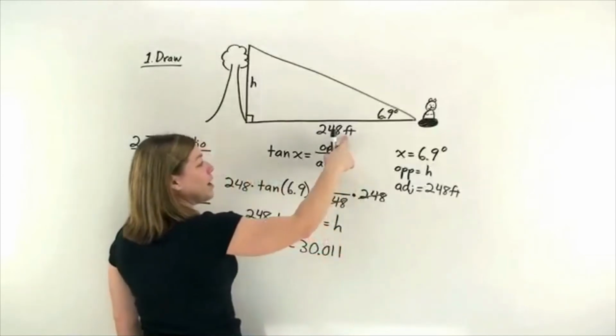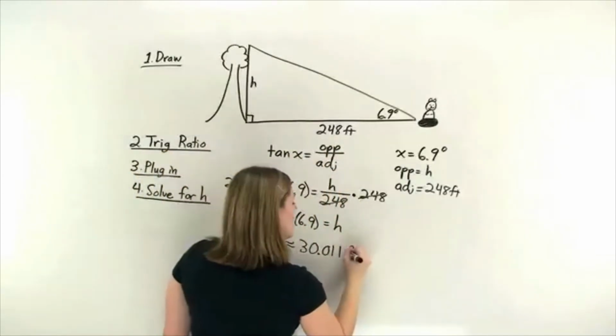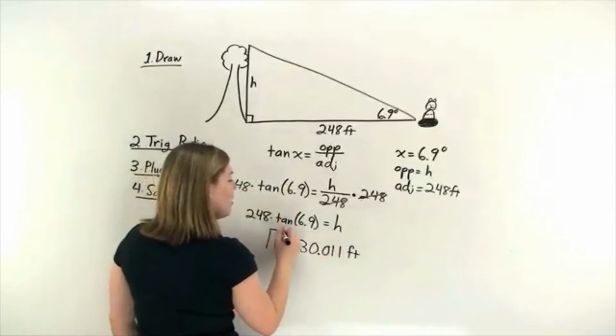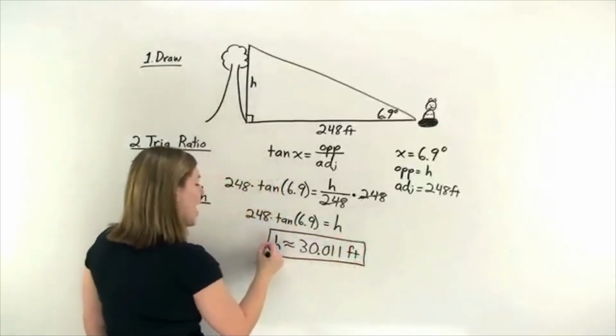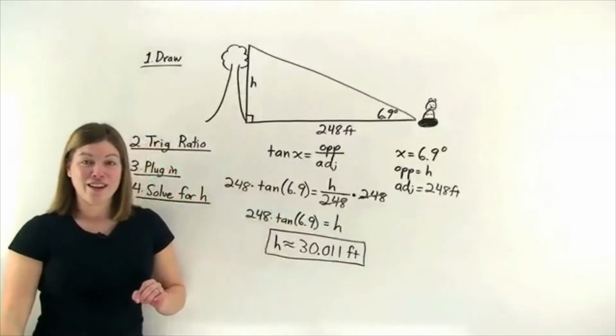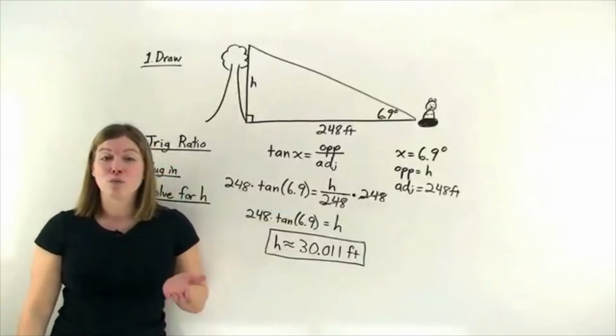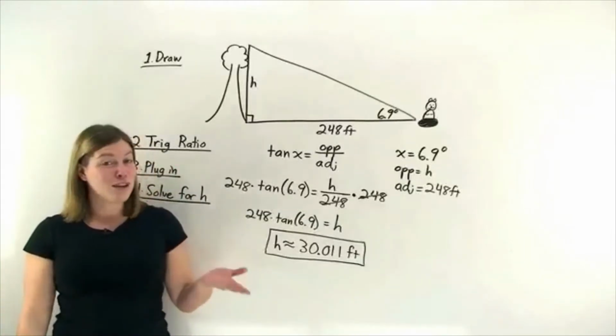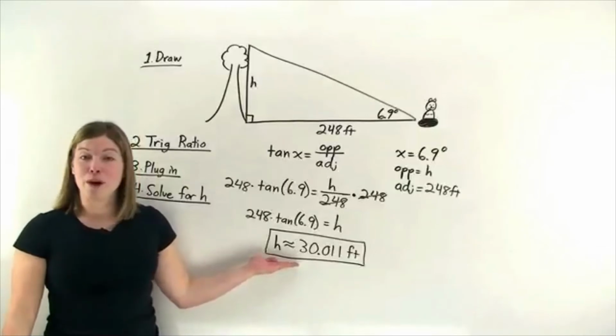Now we're working in feet, and this is the height of the tree. So we need to put feet in our answer. So here, we now have what h is approximately equal to. Now, some of these problems may ask you to round to a certain place. This one didn't. So here, this would be an appropriate answer.